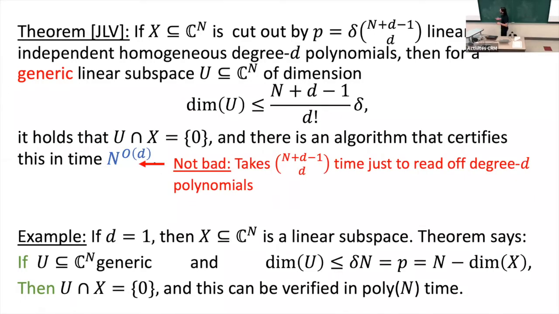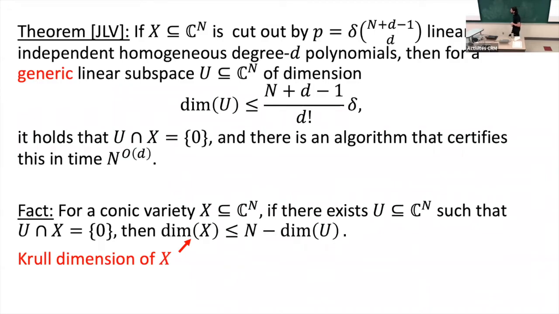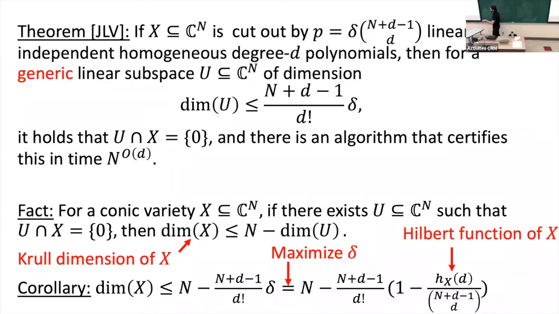For this, the scaling is not bad. The variety is presented to you as polynomials, so it takes n plus d minus 1 choose d time just to read off those polynomials. This gives us a curious upper bound on the dimension of a variety in terms of the number of polynomials that cut it out. If there exists a subspace of a certain dimension that trivially intersects x, then the dimension of the variety is at most n minus the dimension of the subspace. If you maximize over this dimension, you actually get equality. So this gives you an upper bound on the dimension of a variety in terms of the number of linearly independent polynomials that cut it out.